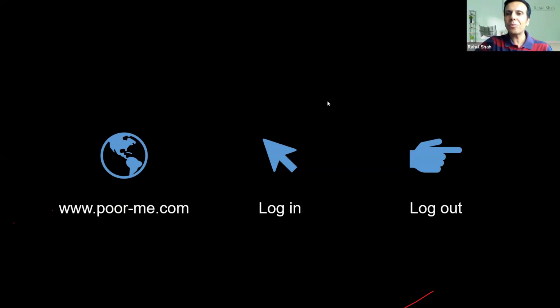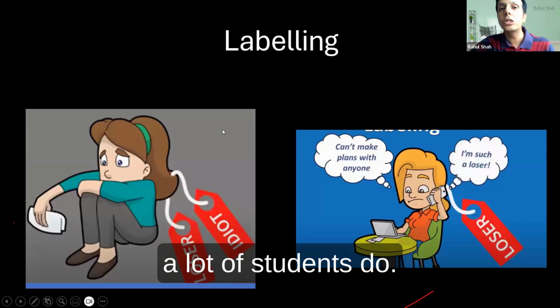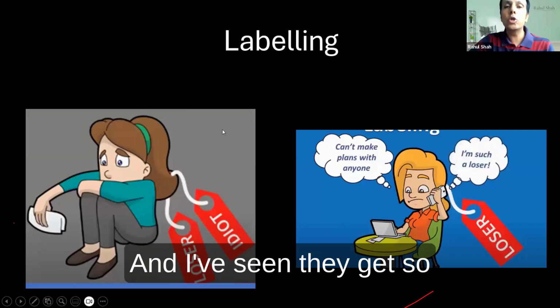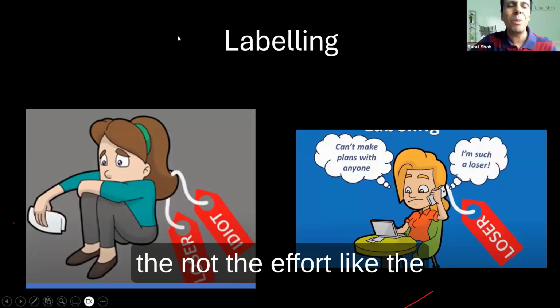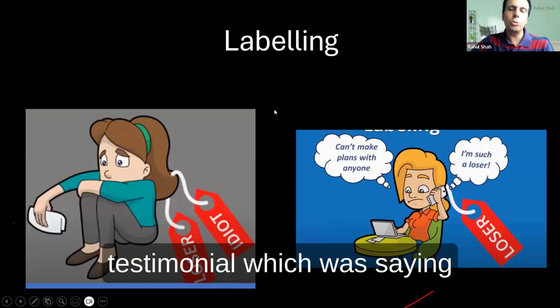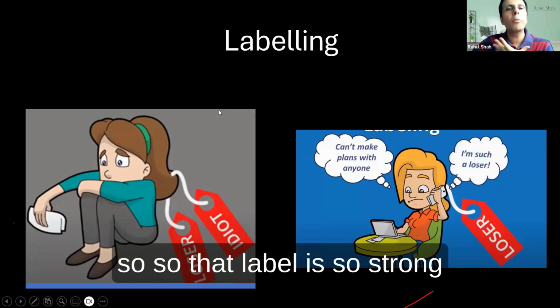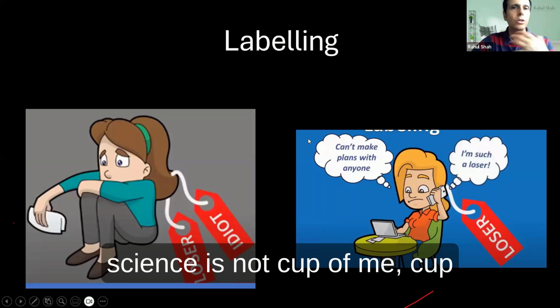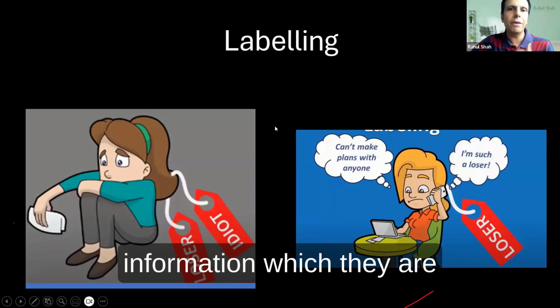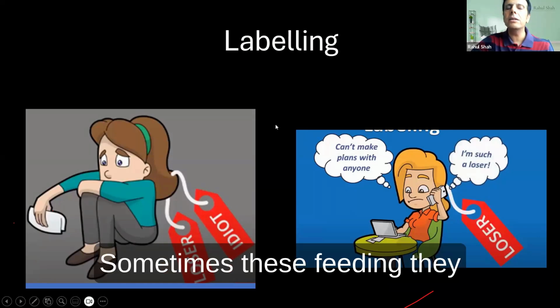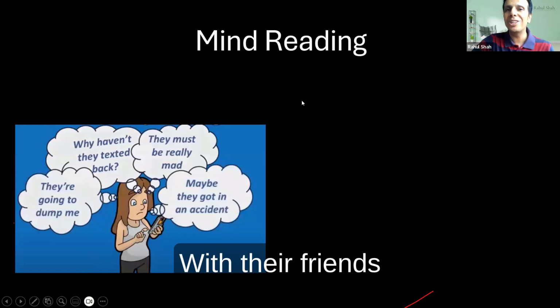And that's the other thing which a lot of students do, and I've seen they get so demotivated by labeling themselves because they're focusing on the results, not the effort, like the testimonial which was saying. So आप अपने आप को label कर दोगे तो आपको लगेगा मैं maths में तो कभी अच्छा बन ही नहीं सकता. So that label is so strong because science is not cup of tea for me. And that's a wrong information which they are feeding themselves. Sometimes these feeding they also do with their friends.